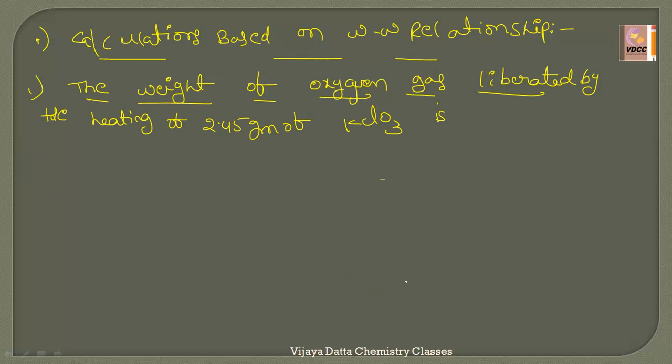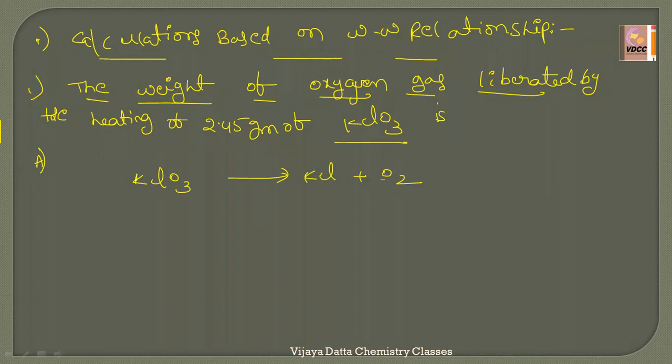Both are asked in weight. The relationship, both are in weight. So this is a weight relationship. First of all, whatever the question he has given, we have to write the equation for it. The weight of oxygen gas liberated by heating of 2.45 grams of KClO3. So KClO3 on heating produces oxygen gas. We know the reaction. Along with the oxygen, it produces potassium chloride also, KCl.